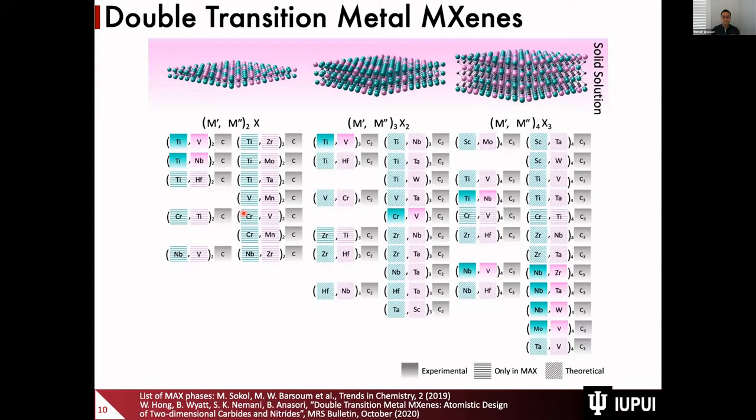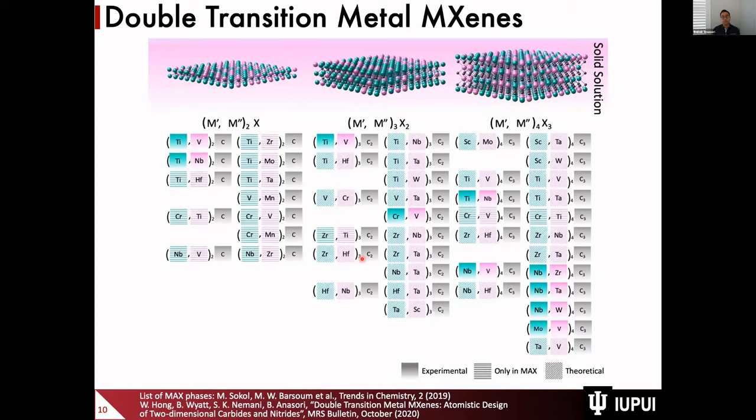And here we are looking at all the possible compositions that have been explored. The solid ones are the ones that have been synthesized in the MXene form. The horizontal stripes are the ones that have been explored in the MAX form, but their MXene phases are not synthesized yet. And these angled stripes are the ones where the MXene solid solution has been explored by theoretical calculations.